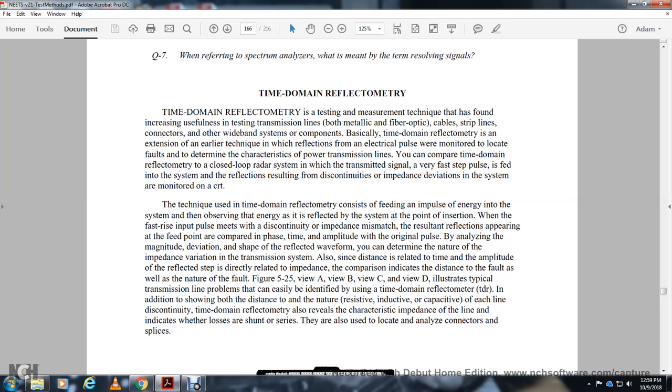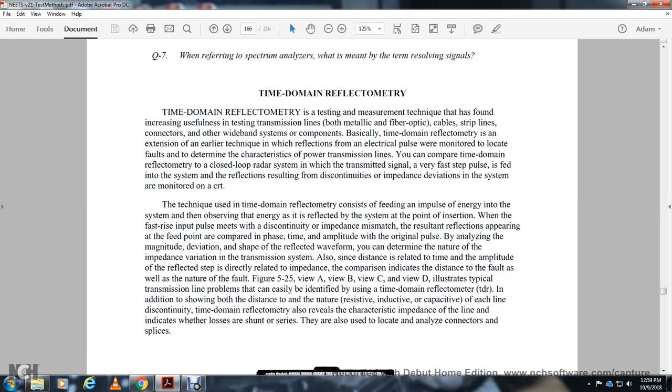Figure 5.25 A, B, C and D illustrate typical transmission line problems that can easily be identified by the time domain reflectometer, showing both the distance and the nature of the resistive, inductive, and capacitive line discontinuity in time domain reflectometry.